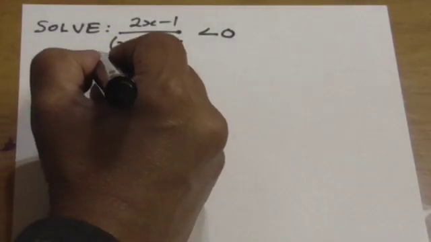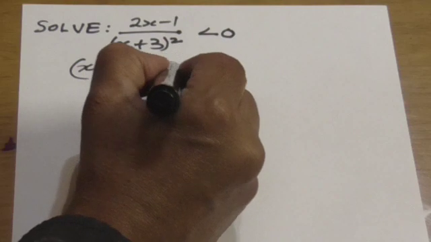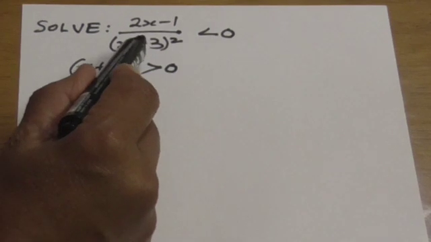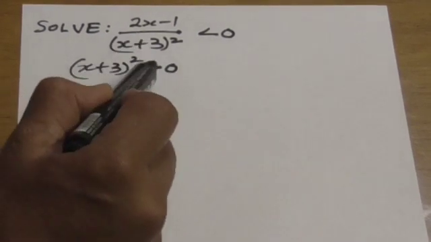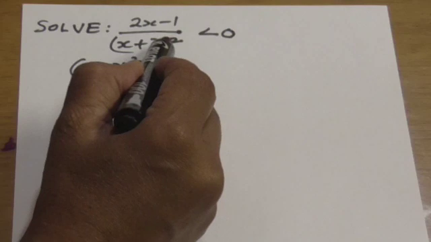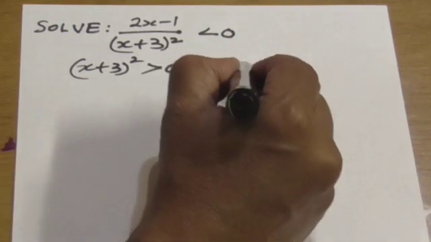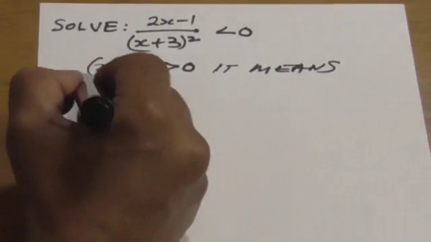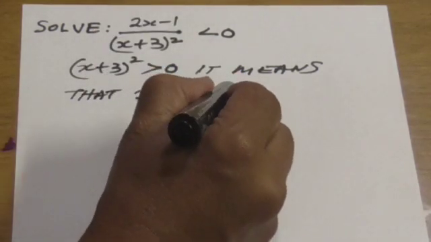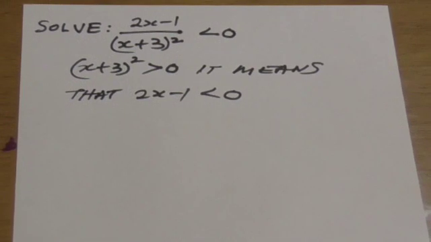Now, x plus 3 squared will be positive. It can be 0, but because of the denominator, we can't say it will be equal to 0. So this will be greater than 0. Now, if this is greater than 0, it means that 2x minus 1 will have to be less than 0 for the whole answer to be less than 0.